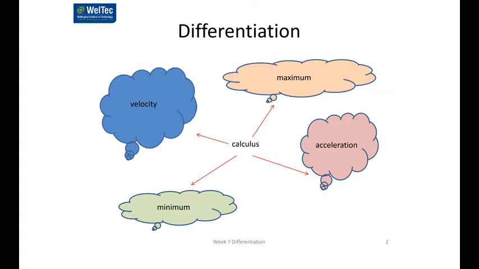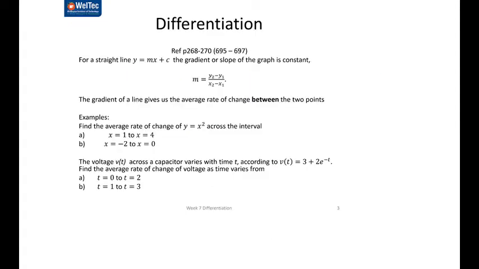Differentiation for engineers covers a huge variety of topics. We can look at velocity and acceleration, because what differentiation does is it talks about change in one variable with respect to another. So we can talk about velocity as being change in distance with respect to time, and acceleration as the change in velocity with respect to time. We also can use differentiation to find the maximum value of some function, or conversely the minimum value of some function.